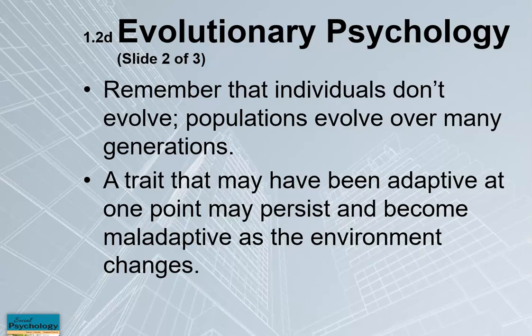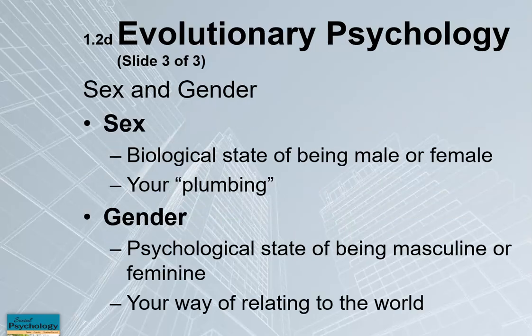Okay, here we are talking about evolutionary psychology. And that's remembering that individuals don't evolve, populations evolve over many generations. So we might be talking about the human species. A trait that may have been adaptive at one point might persist and become maladaptive as the environment changes. And that regards sex and gender, by the way.